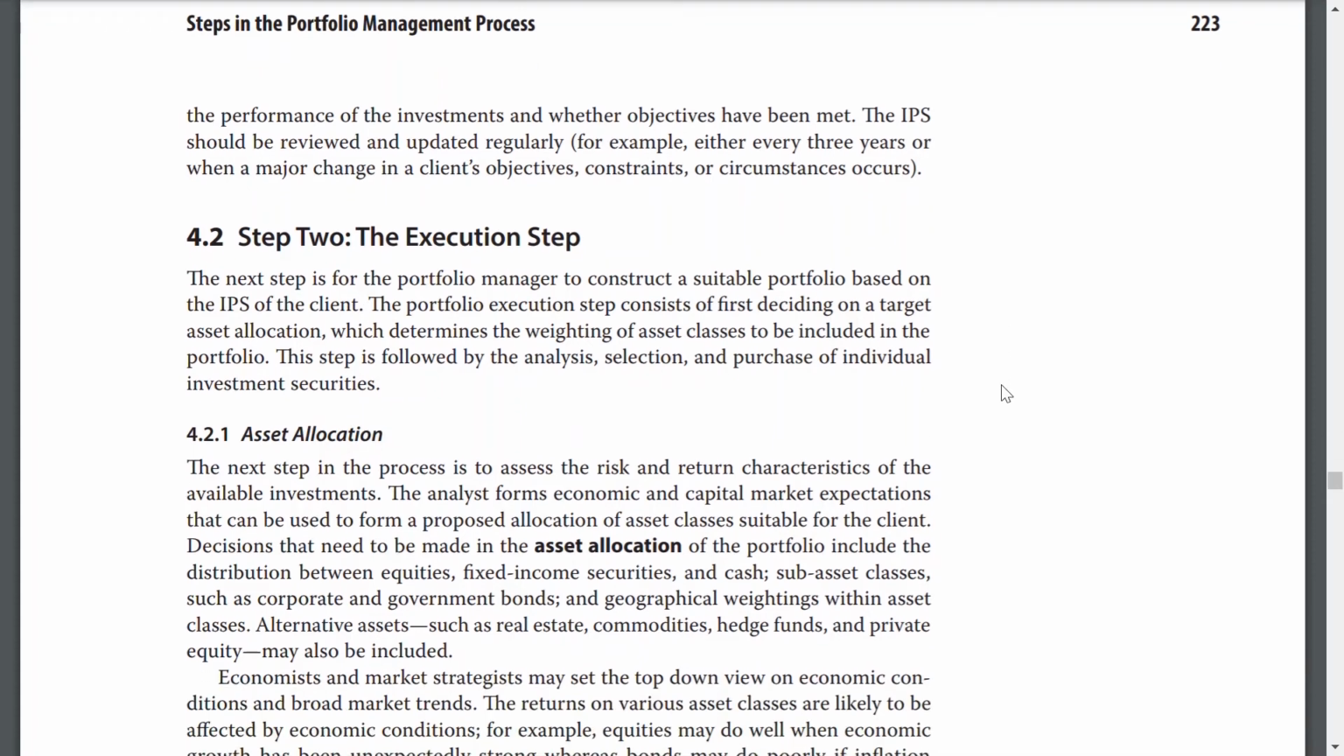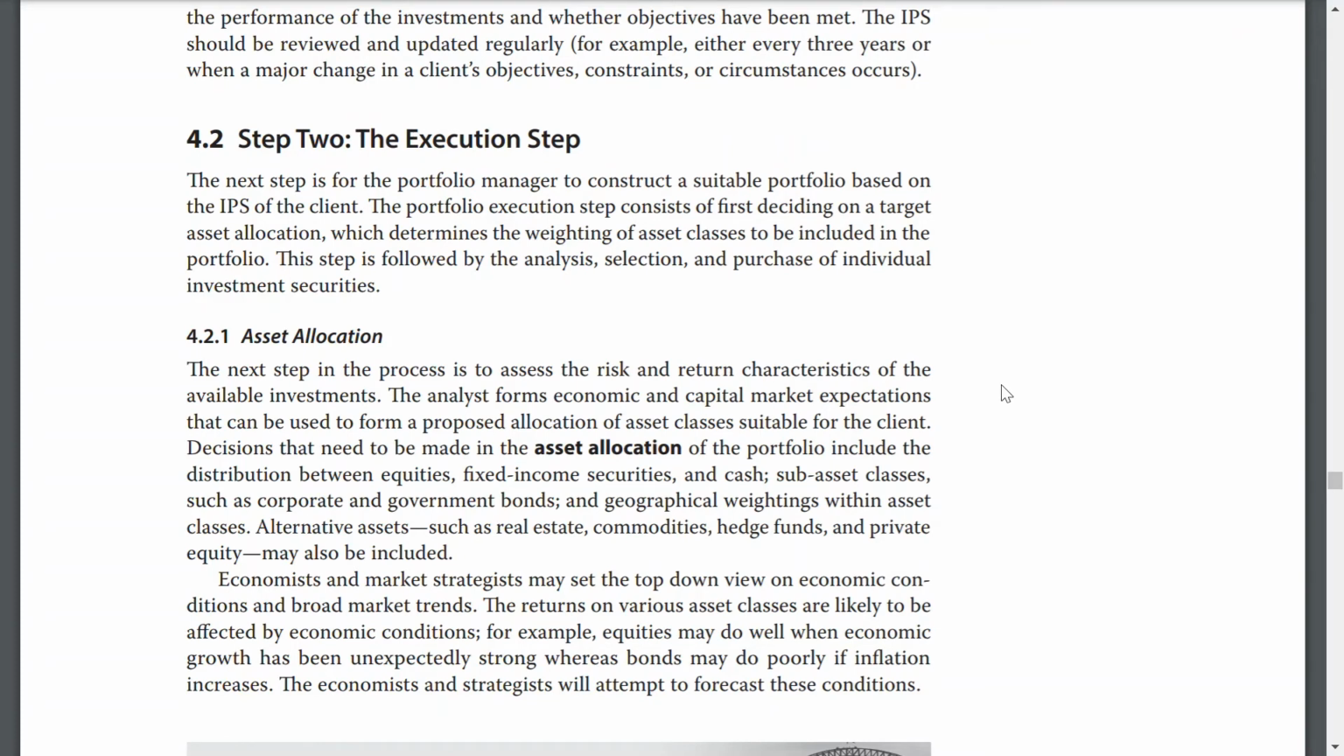Step 2, the execution step. The next step for the portfolio manager is to construct a suitable portfolio based on the IPS of the client. The portfolio execution step consists of first deciding a target asset allocation, which determines the weighting of asset classes to be included in the portfolio. This step is followed by analysis, selection, and purchase of individual investment securities.